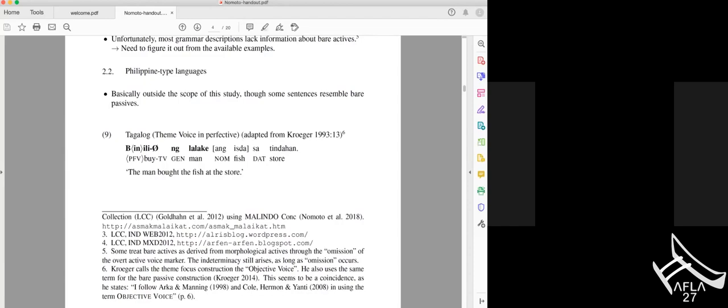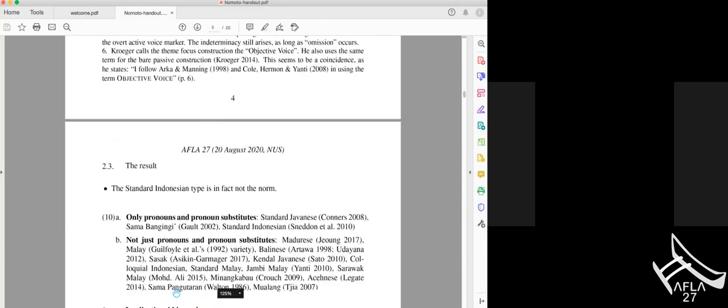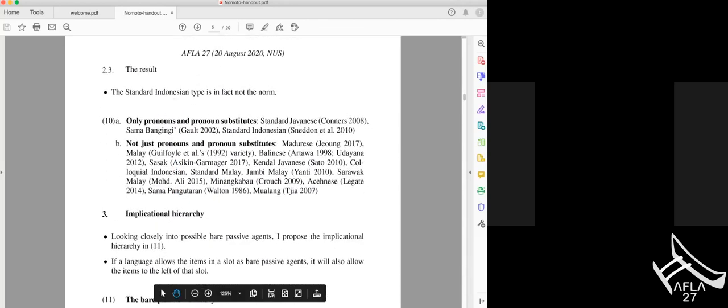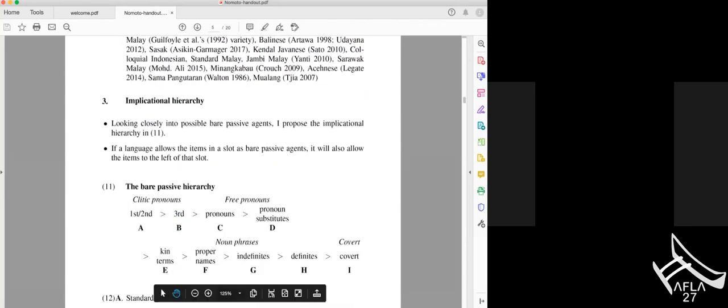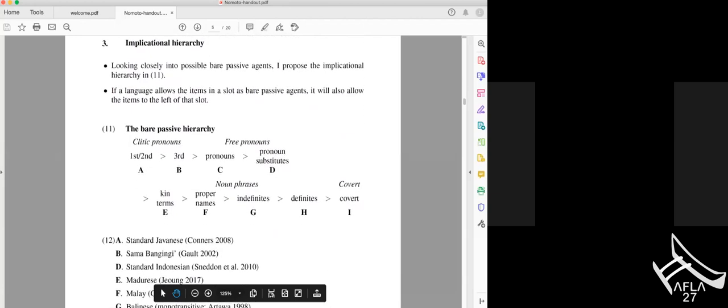So here's the result. It's very clear that the Indonesian type, as in 10A, is the minority and 10B is the majority. And when I look closely into possible bare passive agents, I found the implicational hierarchy in 11. In this hierarchy, if a language allows the item in a slot as a bare passive agent, it will also allow the items to the left of that slot.